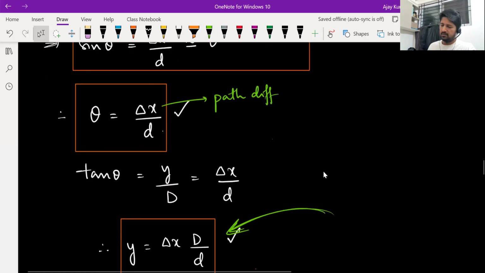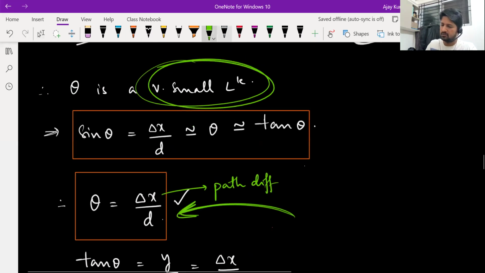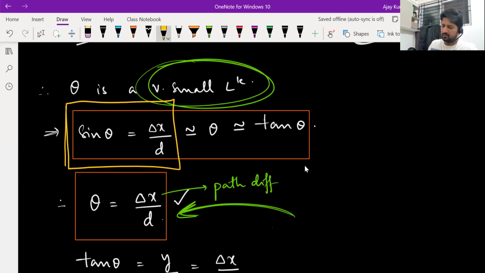In fact, for angular position also, delta x by d is applicable only when theta is very small. Otherwise, this is the actual formula that you are supposed to use. Sometimes they ask questions based on this also. They give you a large angle, or that ratio delta x by d will be a large value, and they'll ask you at what angle you will get the first maximum or what kind of interference happens at that angle.